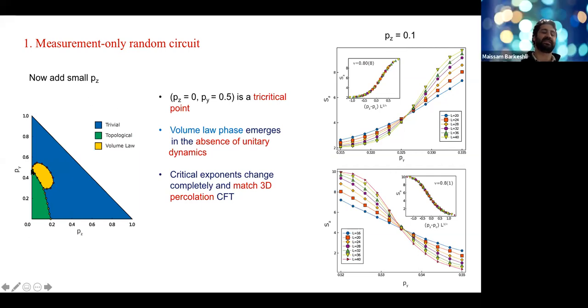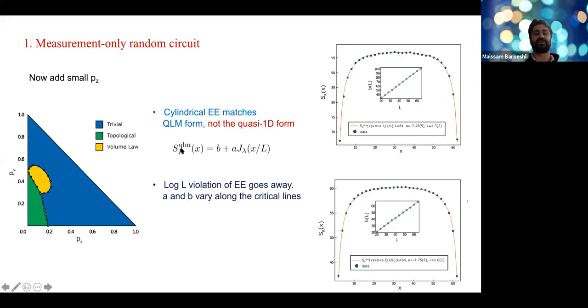If we add a small PZ, these lines open up. This is actually a tricritical point. We have a volume law phase. And basically all along this critical line, the exponents match 3D percolation. So this point we could map exactly to 3D percolation, and everything else, the exponents match 3D percolation, except this one point over here. And furthermore, the entanglement entropy everywhere else follows this quantum Lifshitz type form instead of the quasi 1D form. And the log L violation goes away everywhere along this line, except at this tricritical point.